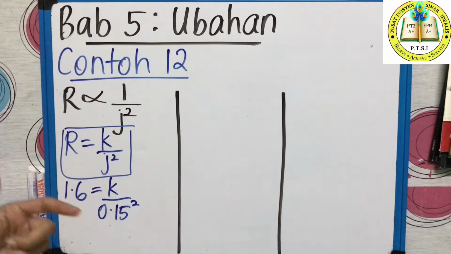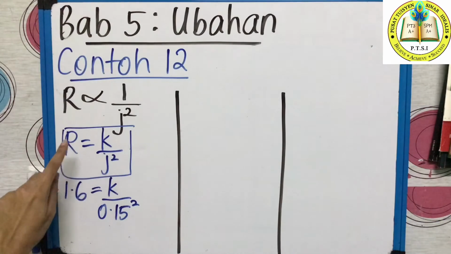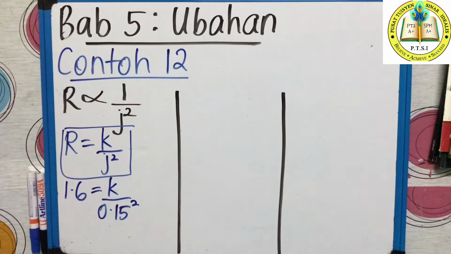Sebab K tu kamu perlu cari. Because I told you the first working find the K. So kamu cari K. R ganti 1.6 rintangan. Kemudian jejari 0.15. J teacher ganti 0.15 kuasa 2. Now how to find the K? You have to solve the equation, right? I always will tell my student, you want to find the K, time cross. Very easy. So you will get K sama dengan 1.6 kamu darab dengan 0.15 kuasa 2. When you time cross, what do you get? 0.036. So K sama dengan 0.036.